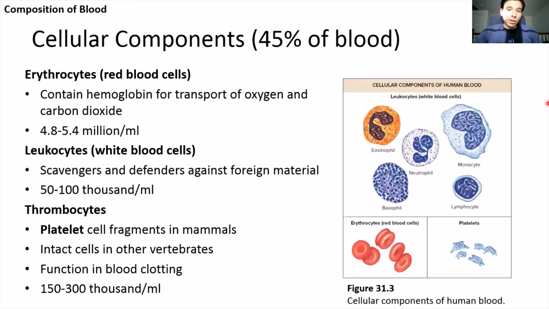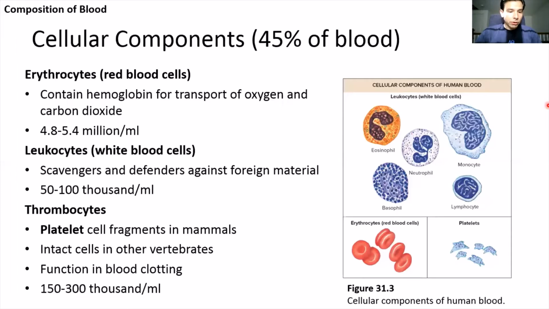Now, the rest of your blood, the remaining 45%, is made out of cells. So this is why we say that blood is a tissue, because it's made out of different types of cells with different functions. There are the erythrocytes, which are the red blood cells. These cells contain hemoglobin to transport oxygen and carbon dioxide. Then there are the leukocytes, which come in various flavors, but generally we call them leukocytes or white blood cells, and these are the scavengers and the defenders against foreign materials. So they're part of the immune system.